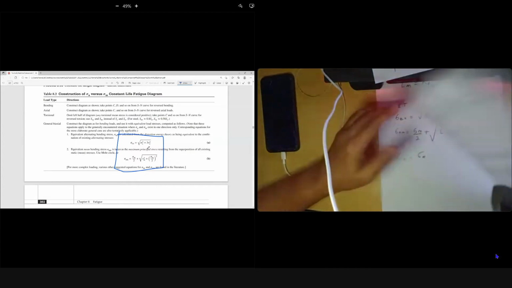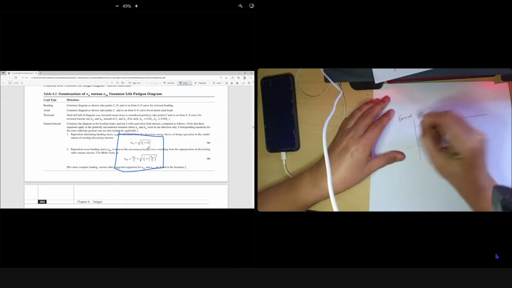Be careful, sometimes the question has an axial load. If there is an axial load, it depends. Sometimes the axial load is along the shaft. This is the sigma axial along the shaft.